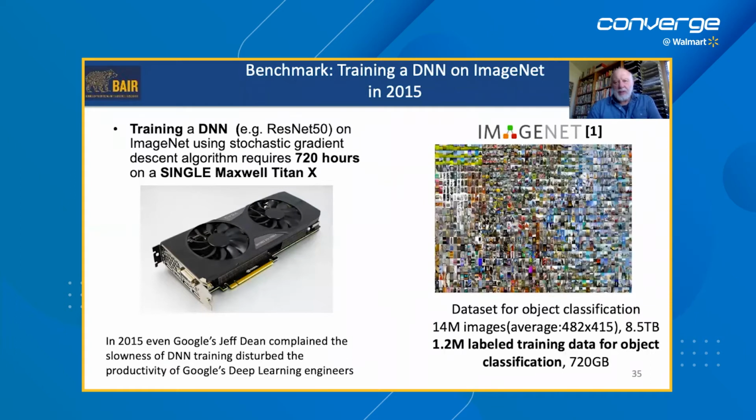So when we talk about training, we are talking about a data set, and we've already talked in general about aggregating data sets. When we talk about progress in training, a very standard benchmark for discussing progress in training of deep neural nets for computer vision has been the ImageNet dataset, because it contains 1.2 million labeled training data. And just over the last 6 years, there's been a lot of progress, and it was just back in 2015 that even Google's Jeff Dean complained about the slowness of training deep neural nets.